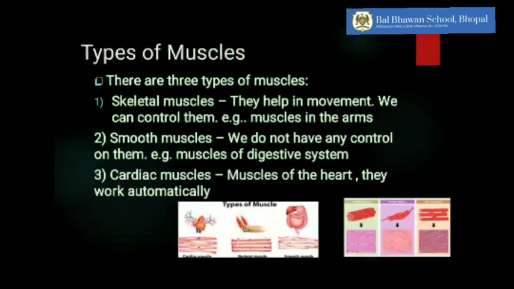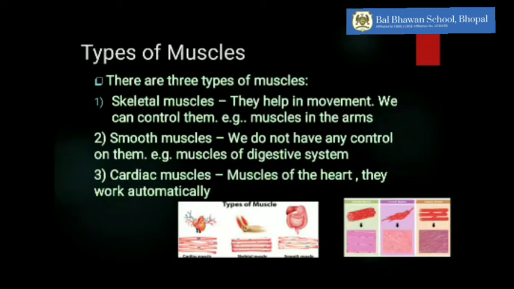We have more than 600 muscles in our body. Each one is of different shape, size, and has different functions. Now let's talk about types of muscles. There are three types of muscles. Skeletal muscles, also called voluntary muscles. They help in movement and they are under our control. So they are present in your arms and your legs and in your neck.